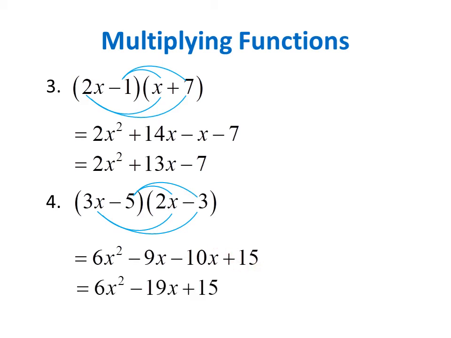that is positive 15. To simplify this expression, we can combine the x terms. So let's copy 6x squared. Negative 9x minus 10x is negative 19x. And let's copy plus 15.